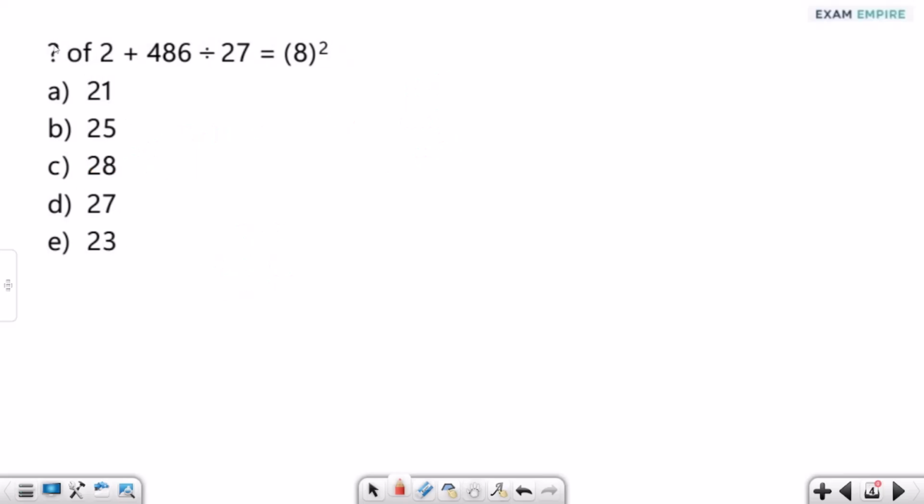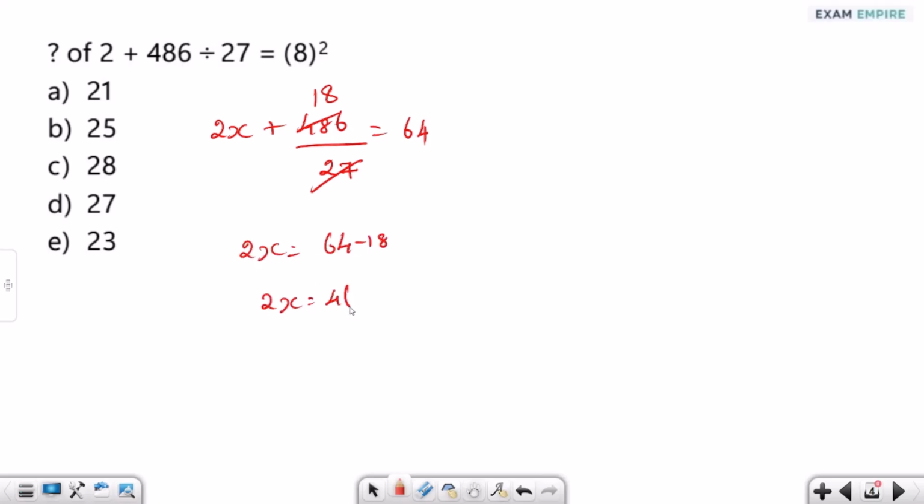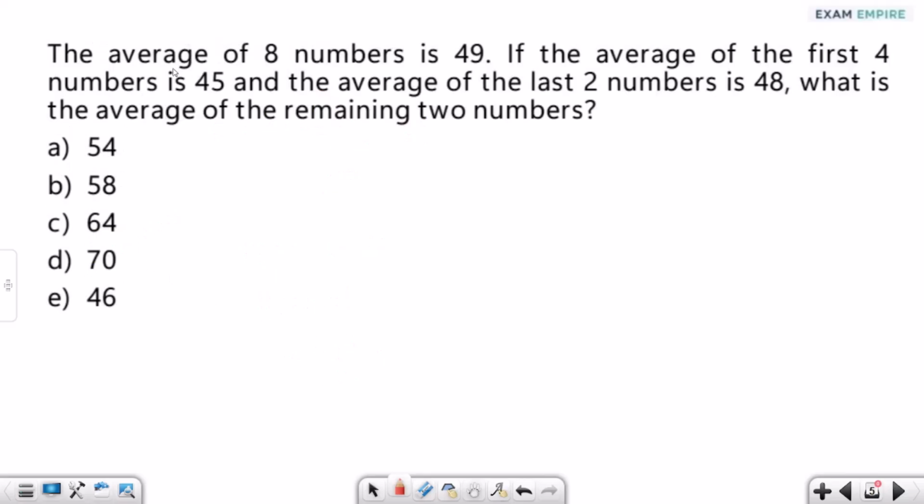Next, a question mark of x, that is 2x plus 486 divided by 27 is equal to 64. Okay, so now if we cancel it, so I think it is like 18 times. Okay, so 2x is equal to 64 minus 18. So 2x equal to 46. So value of x will be 23.